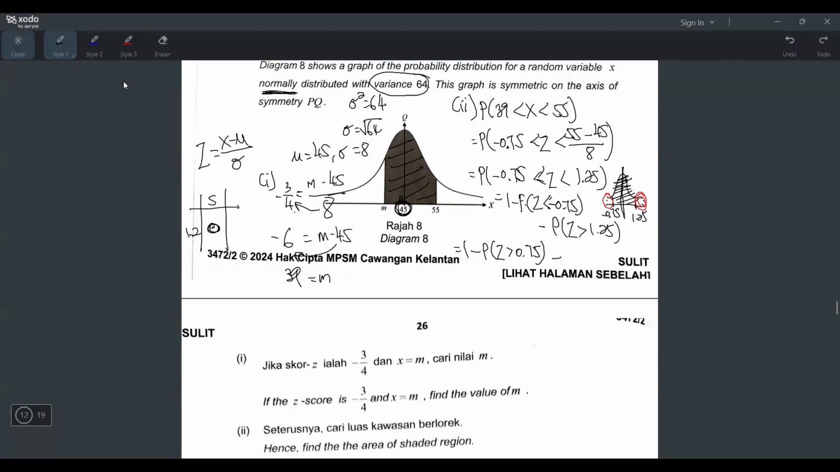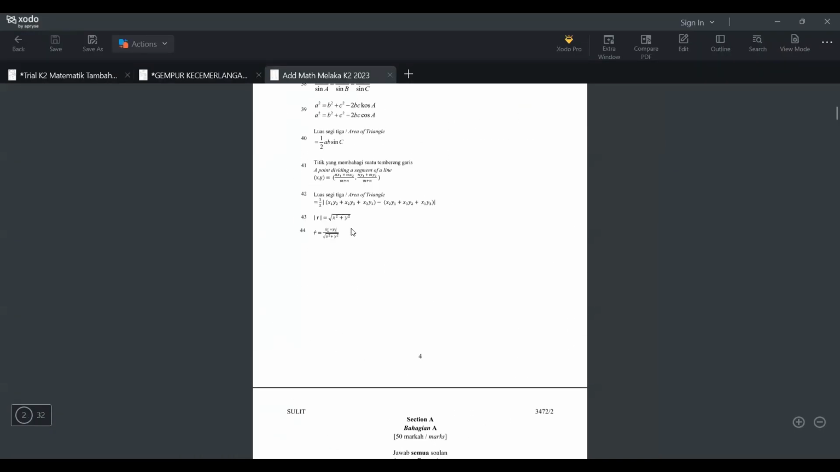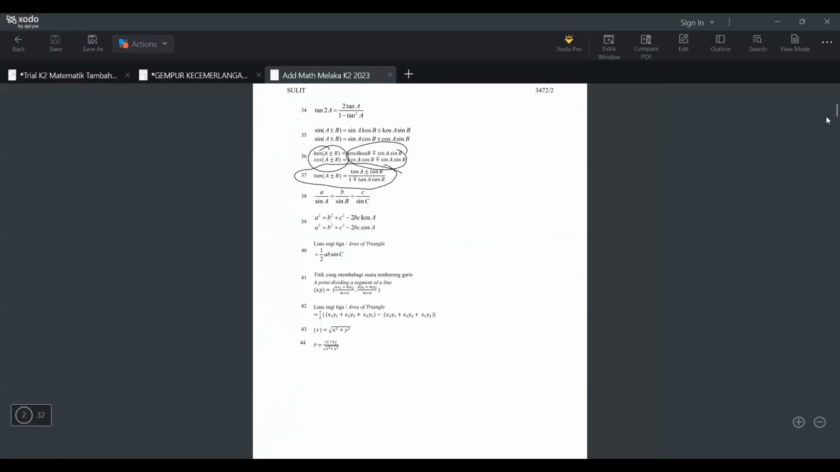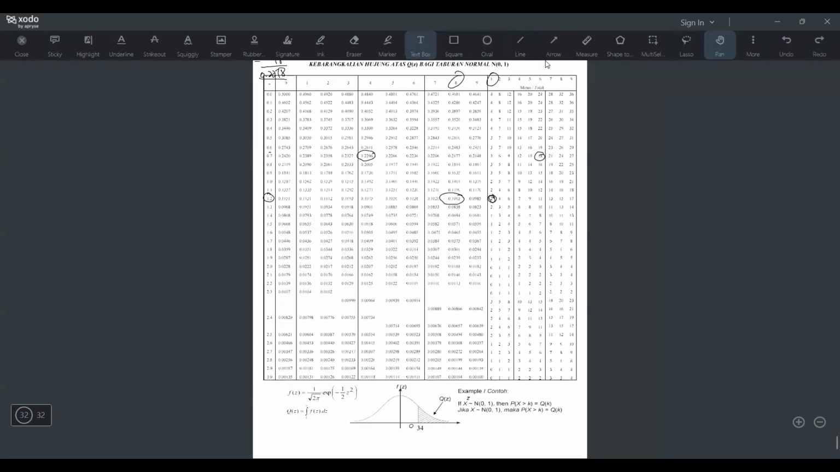All right, I think they never provide the Z value table in this set, so I need to borrow from another state paper. So you wait for me, I will try to find it now. Okay, let me open up the file. Let me just try using this. Is there any Z value table here? Oh, yeah, it's here. All right, so let's go and find it.